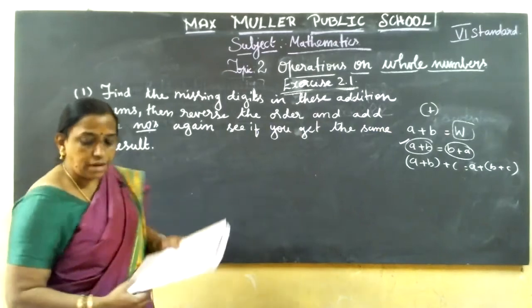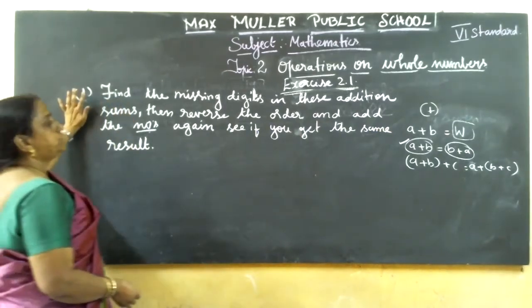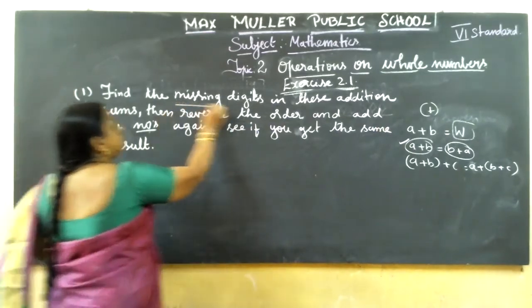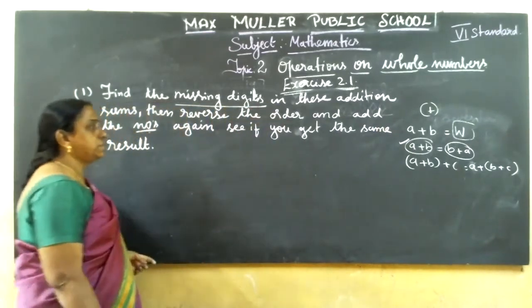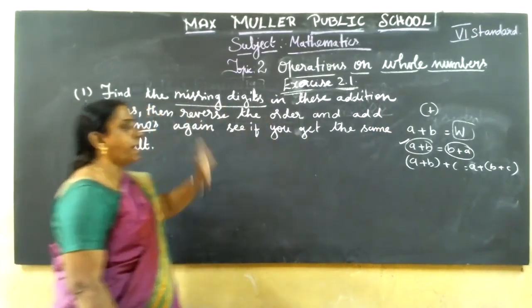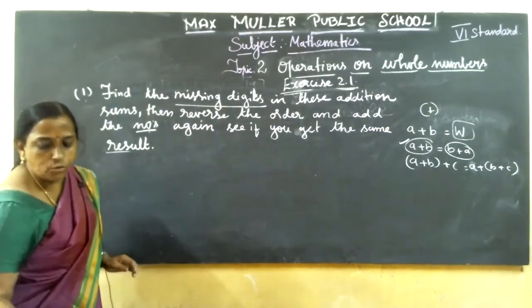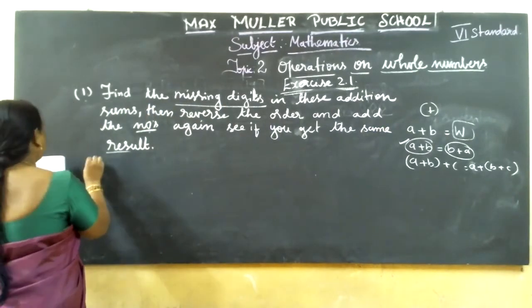Okay, this is a heading. First I'll read the heading, then I'll copy the question. What you should do: find the missing digits. You should find the missing digit. Then reverse the order. You should add and check whether you will get the same result or not. Okay, now questions, I'll copy the first question.